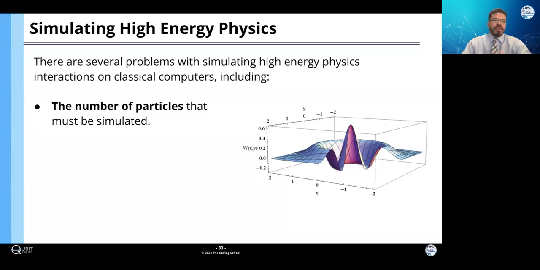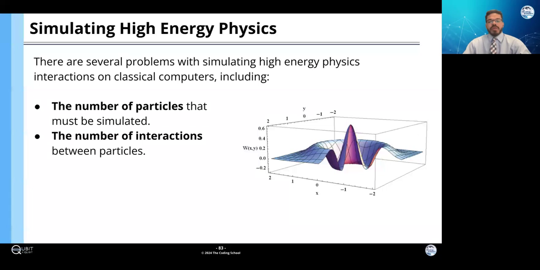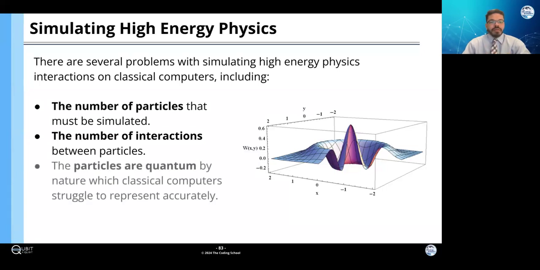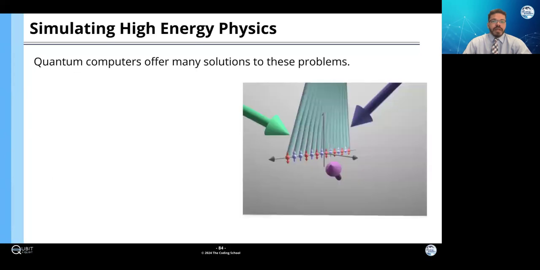The more particles you add, it's almost like you double the number of states. Then there's the number of interactions between the particles. If you have particles interacting with each other, that also hurts your scaling. That makes it really hard to scale. And finally, the quantum nature is inherently hard to represent accurately. And so quantum computers can offer some support here.